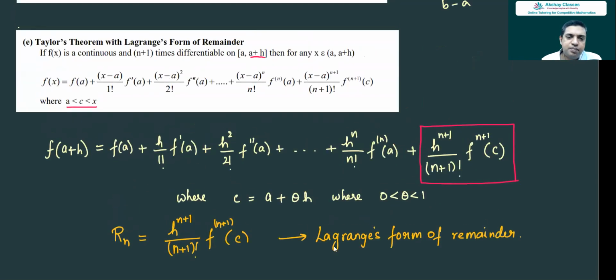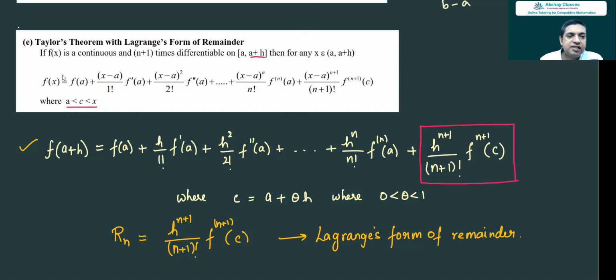We can remember this Taylor series either in the form I just showed here, or in the form typed here: f of x is equal to f of a plus (x minus a) by 1 factorial into f dash a, plus (x minus a) whole square by 2 factorial into f double dash a, and so on, up to (x minus a) whole power n by n factorial into the nth derivative at a, plus (x minus a) whole power n plus 1 by n plus 1 factorial into the n plus first derivative of f at c.